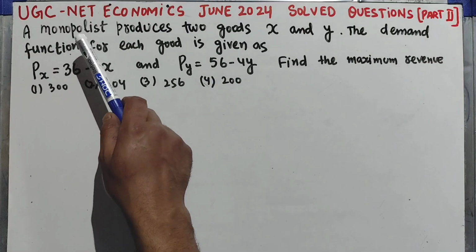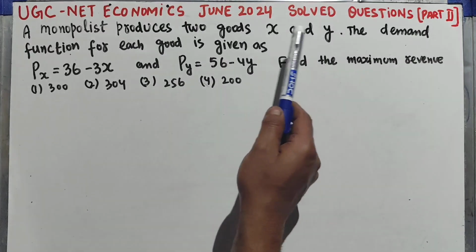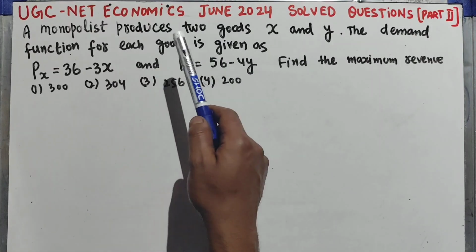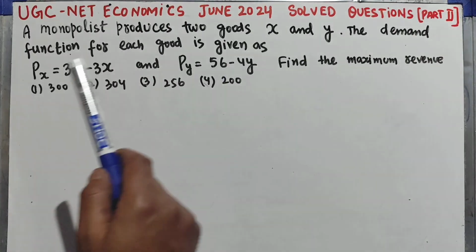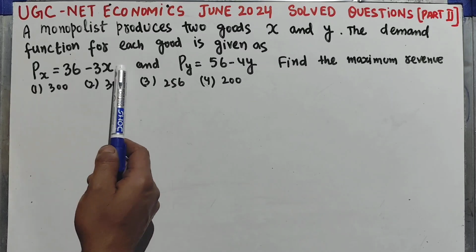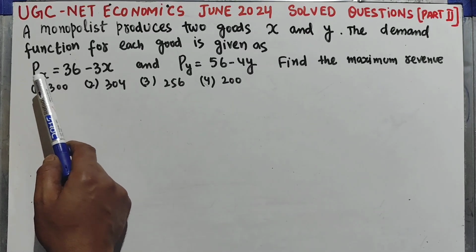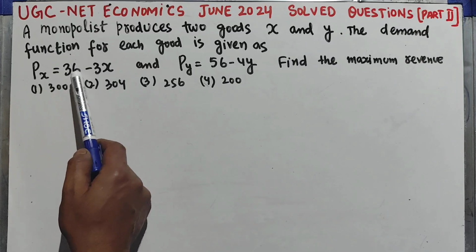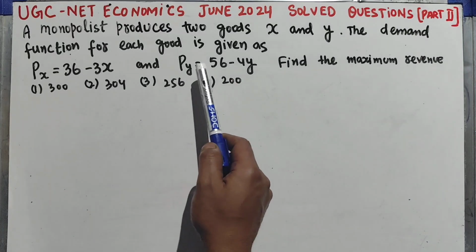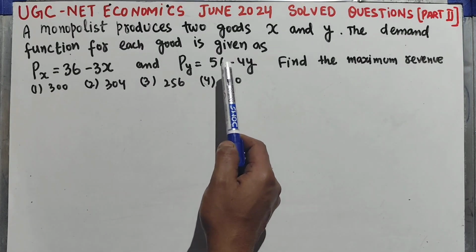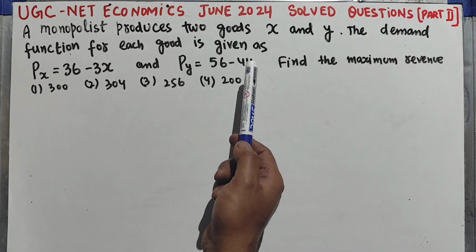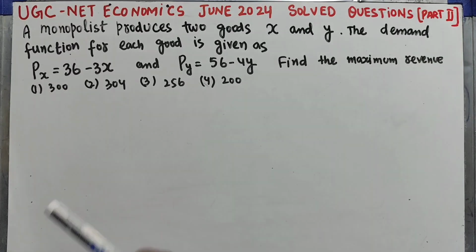A monopolist produces two goods X and Y. The demand function for each good is given as follows: the inverse demand function for good X is P subscript X, that is the price of X, equal to 36 minus 3X, and the price of Y is equal to 56 minus 4Y. These are the two inverse demand functions for the two goods. We have to find out the maximum revenue here.